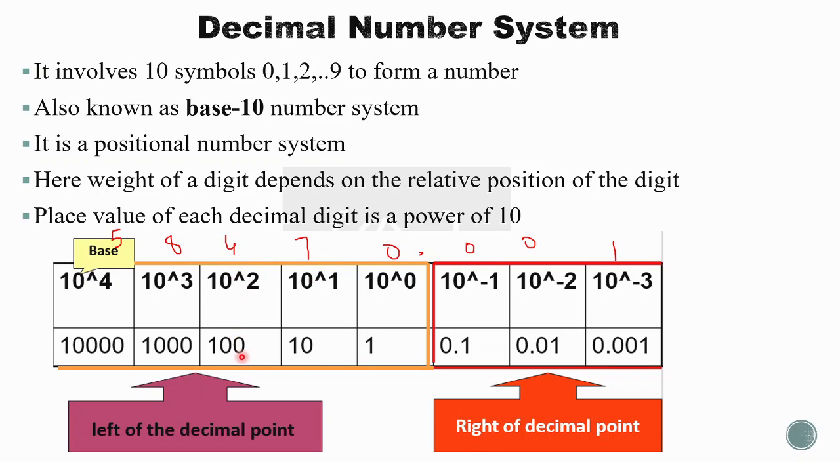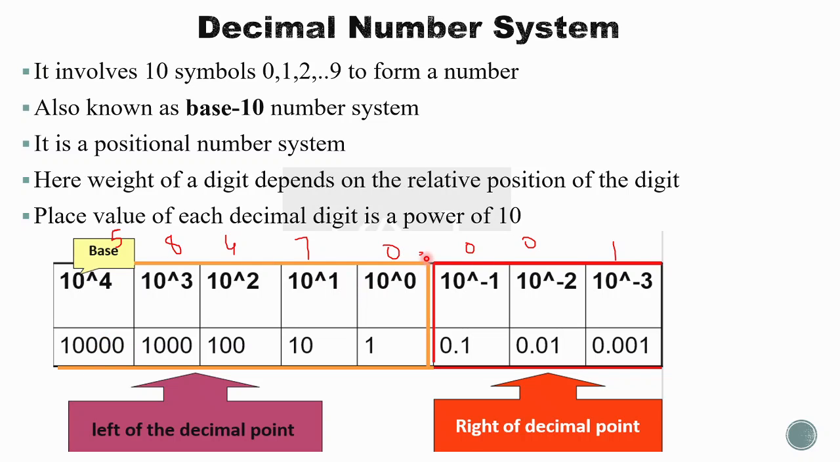This 4 is at the 100 position, so its value is 100, which means 4's value is 400. And this 8 is at the 1000 position. This is 8000. Like that. This is at the fourth, 10 raised to 4, 10,000 position.